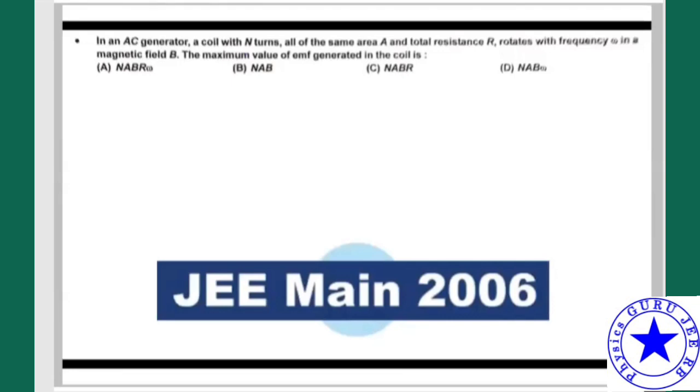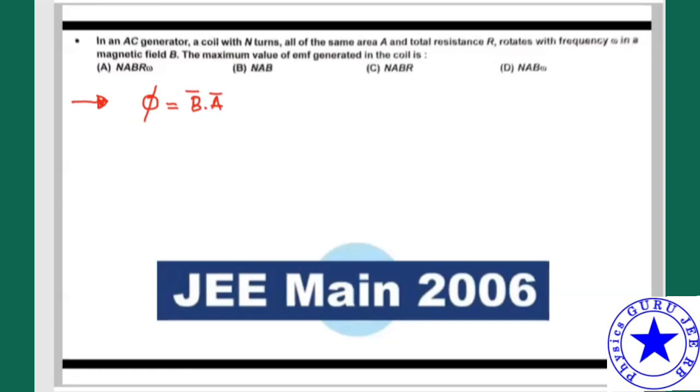In an AC generator, a coil with N turns, all of the same area A and total resistance R, is rotated with the frequency omega in a magnetic field B. What is the maximum value of the EMF generated in the coil? So we want to calculate the maximum value. The magnetic flux passing through the coil of area A in the magnetic field is given by phi equals B dot A, the scalar product.